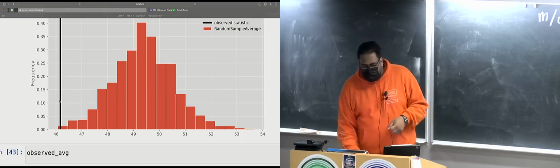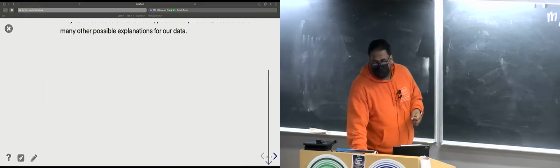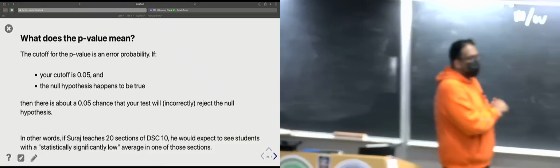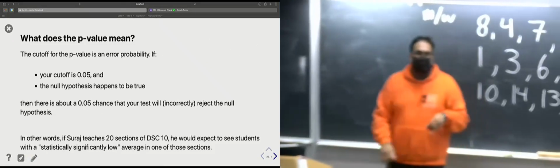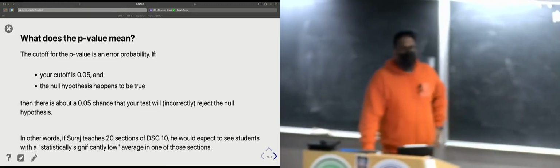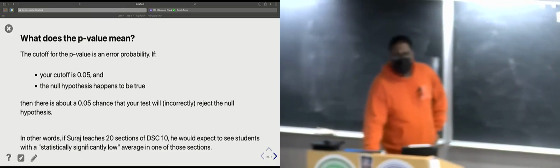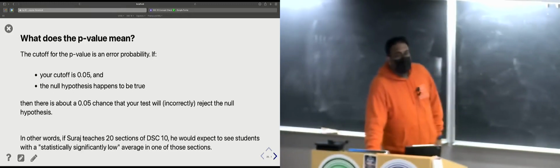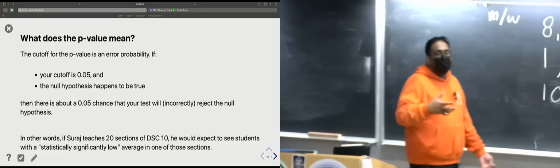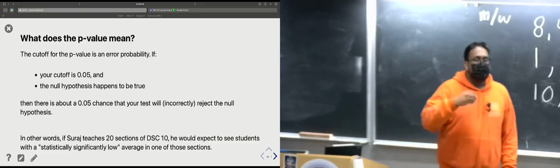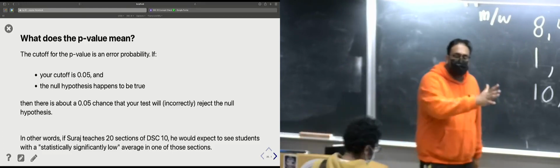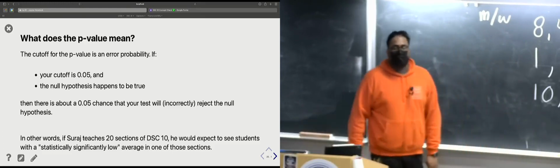Okay, questions with this example so far? Questions with the example? Yeah. The probability that, under the null hypothesis, we see a test statistic equal to the observed one or more extreme in the direction of the alternative hypothesis. Yeah.